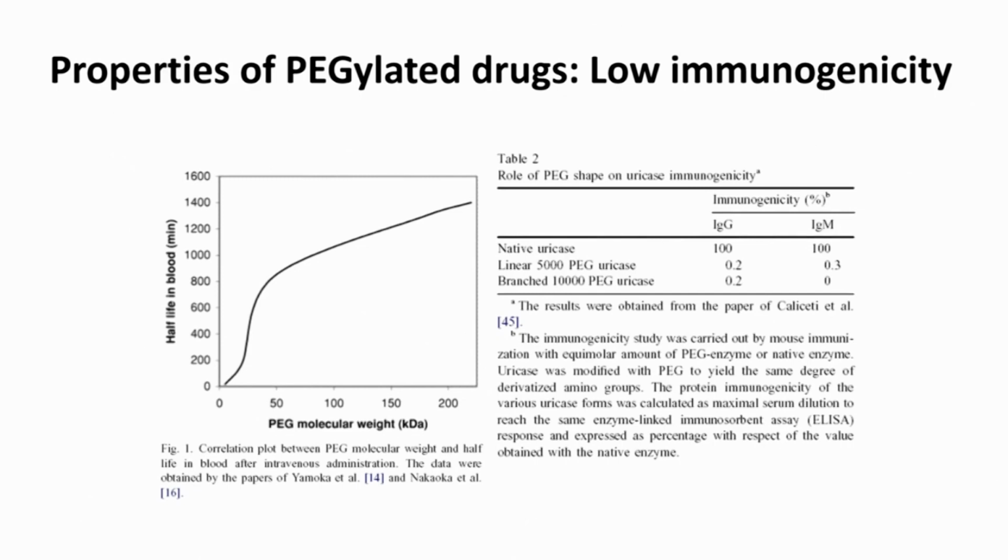Some of the properties of the PEGylated drugs, they also have lower immunogenicity. So let us say I have a native protein, in this case uricase, and whatever antibodies I am getting, IgG or IgM, I say that those are 100% antibodies. Once I conjugate a linear or branched polymer, I see a dramatic decrease in the antibodies present for that particular protein. So now not only am I increasing the circulation time, I am also decreasing the amount of antibodies that the body is generating. So the immune response is lowered, the patient is much happier, and the half life is increasing quite a lot in the blood.